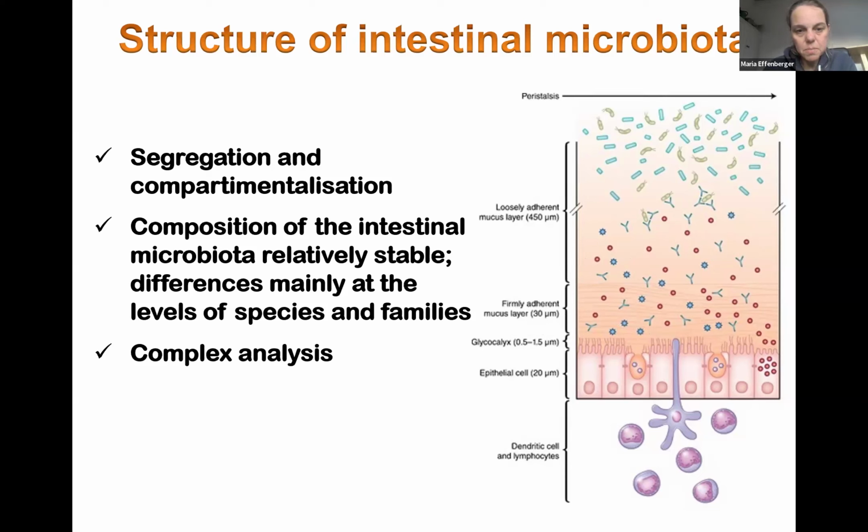The difference is mainly at the levels of species and families. And it's a really complex analysis, as you all mentioned and we all know, because there are so many different microbial prokaryotic cells in our GI tract. So if you go down, where do we start? We start with life and the domain and then come to the kingdom.